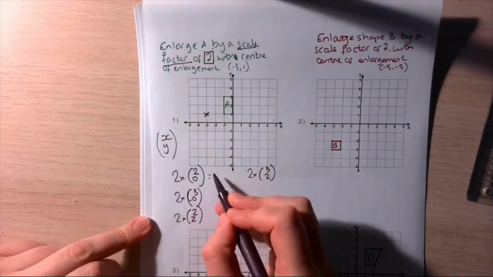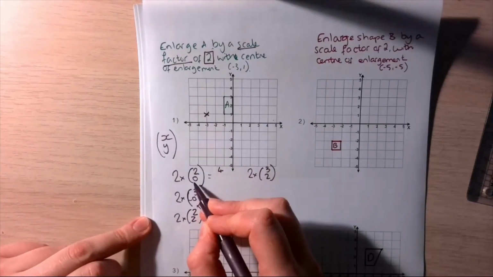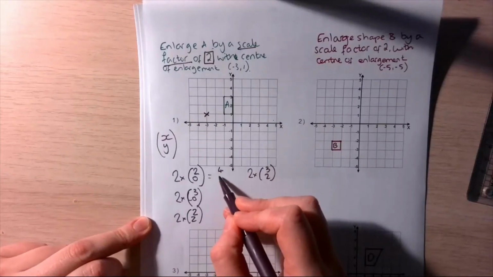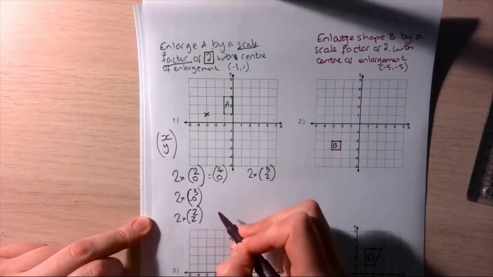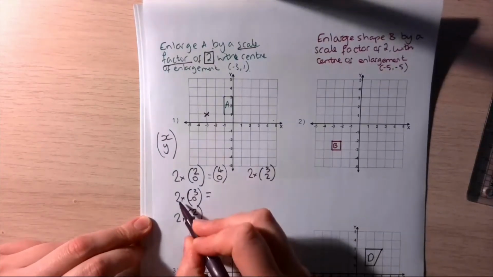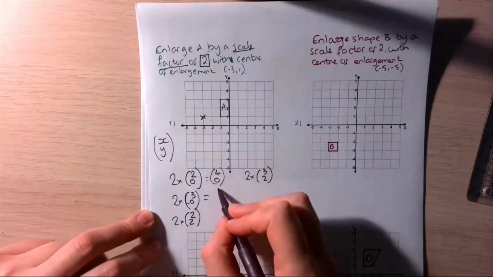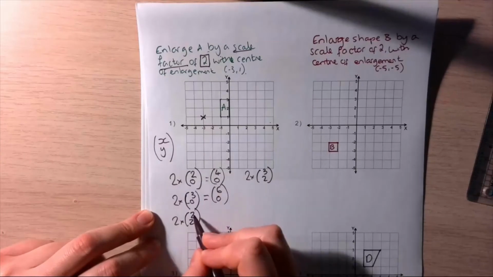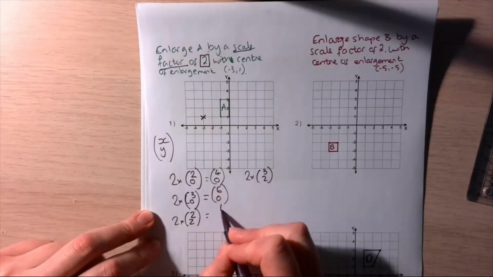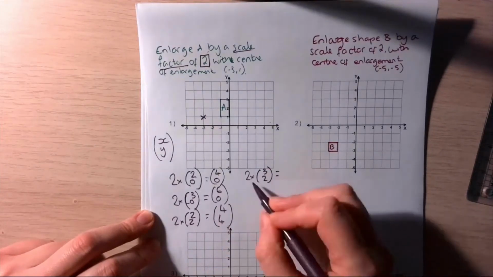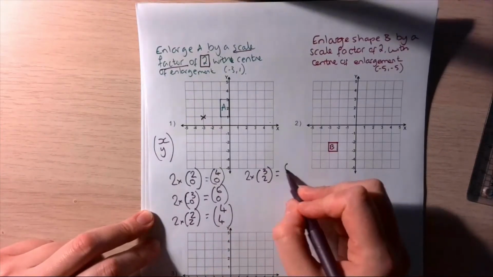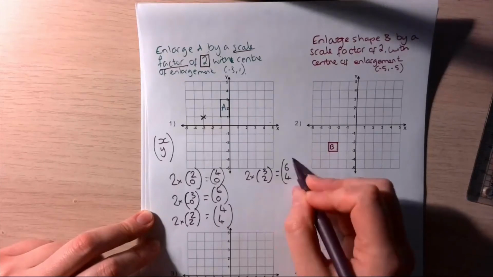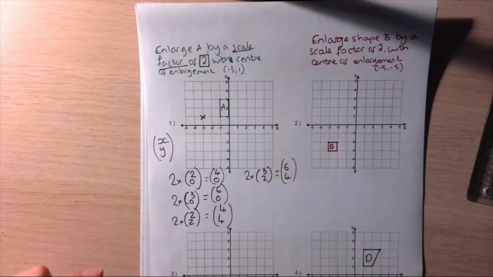So we get 2 times 2 is 4, 2 times 0 is 0. Okay, please don't write 2. Here we are, 2 times 3 is 6, 2 times 0 is 0, 2 times 2 is 4, 2 times 2 is 4, and this last one up here, 2 times 3 is 6, 2 times 2 is 4. And you're very almost done now.